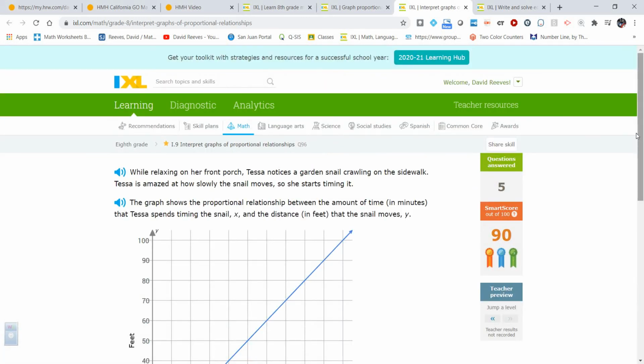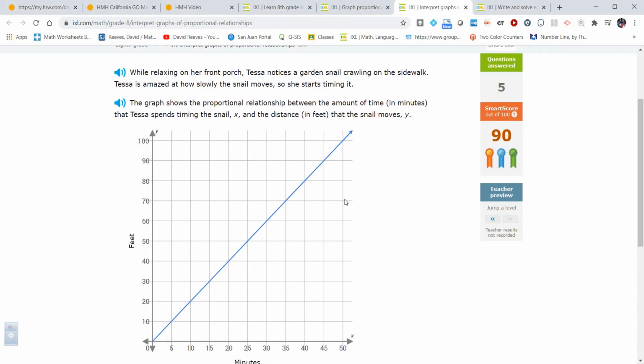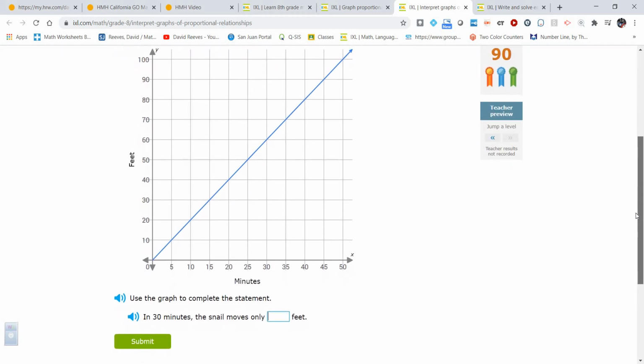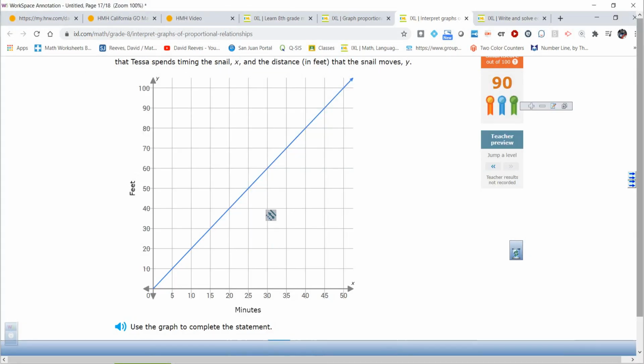All righty. Tessa is relaxing on her porch. She sees a snail crawling. She's amazed at how slowly it moves. This is the graph she has. In 30 minutes, the snail moves how far? So here's 30 minutes. I'm going to go up from 30 minutes, and then I'm going to go over. Well, in 30 minutes, the snail has moved 60 feet, right? 60 feet in 30 minutes.